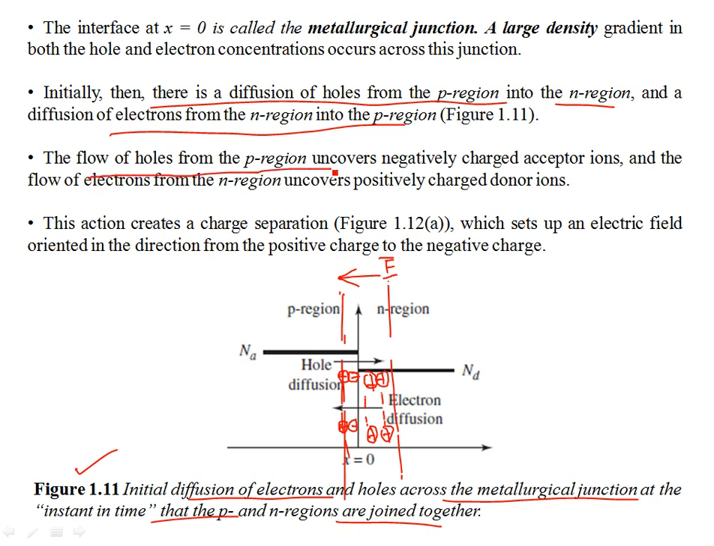Now the flow of holes from P region uncovers the negatively charged acceptor ions, right? In the P region, we have the acceptor ions like boron, which have to take an electron to stabilize its octet structure, leaving behind the holes which are the majority carriers, right? And similarly, the flow of electrons from N region uncovers the positively charged donor ions like phosphorus. So this action creates a charge separation, which is shown in figure 1.12, and this sets up an electric field oriented in that direction from positive to negative.